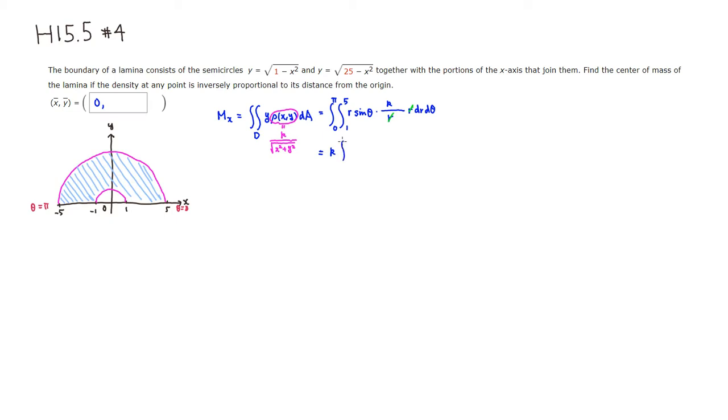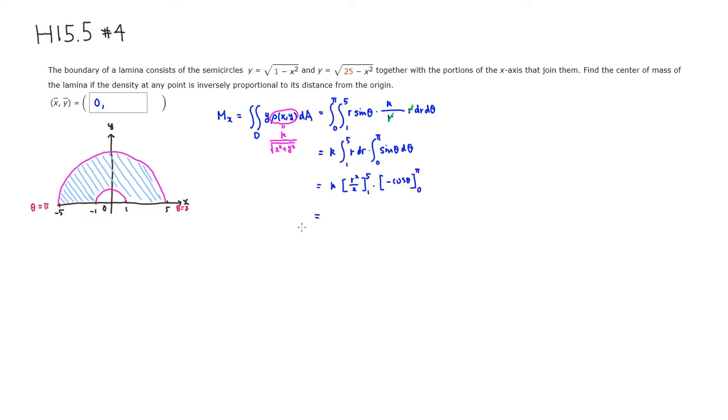I'm going to do the integral with respect to r from 1 to 5 of r dr, multiplied by the integral from 0 to pi of sine theta d theta. If you compute that, the antiderivative of r is r squared over 2, going from 1 to 5. The antiderivative of sine theta is negative cosine theta, going from 0 to pi.